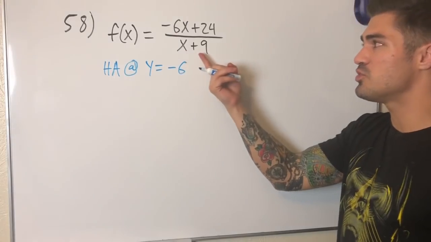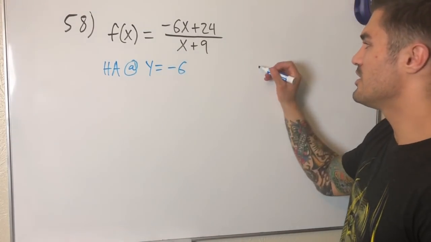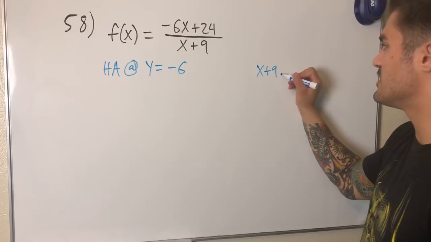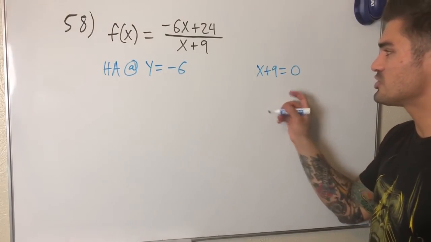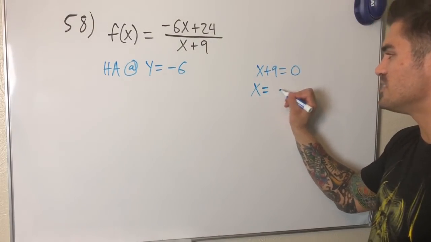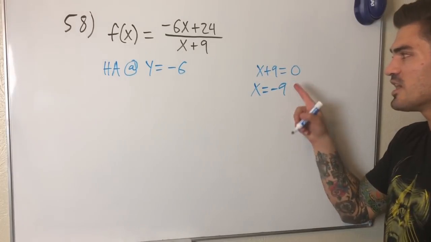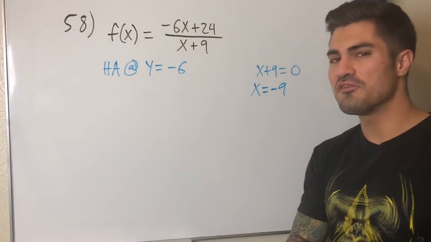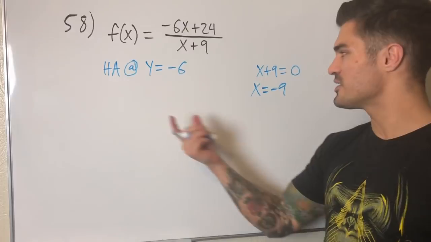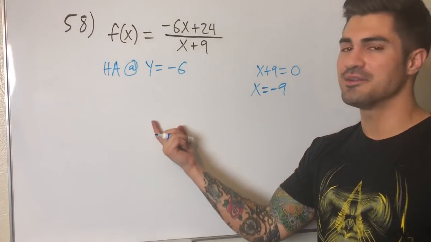So I'm going to take this x plus 9 and set it equal to 0. If I do that off to the side here, x plus 9 equals 0. Then I solve for x, and I get x equals negative 9, right, by subtracting 9 from both sides. So to confirm, you can go ahead and write vertical asymptote at x equals negative 9.